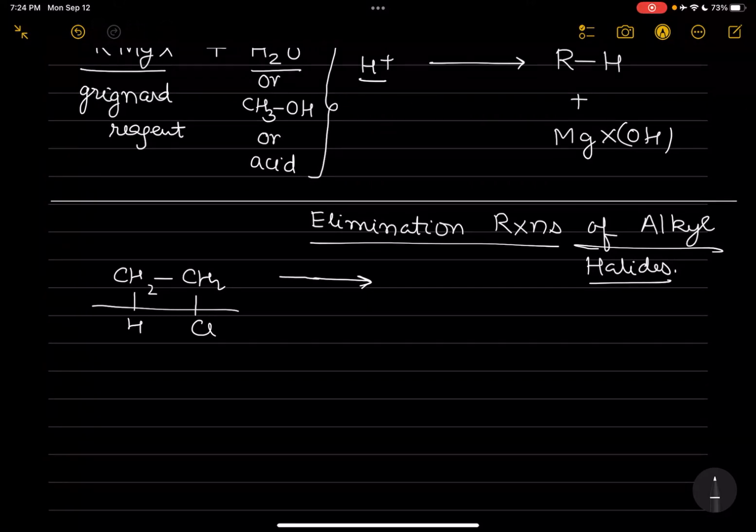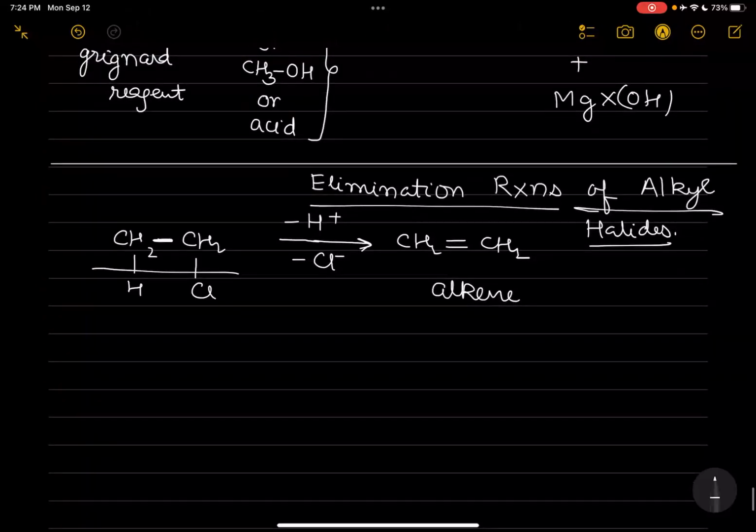So CH2 double bond CH2. They will join because already there is one bond. This bond is already one bond, and a new bond will come up because these two carbon atoms are now free. They will not remain free. You need to complete the bond. They will join among themselves. And this is an alkene.